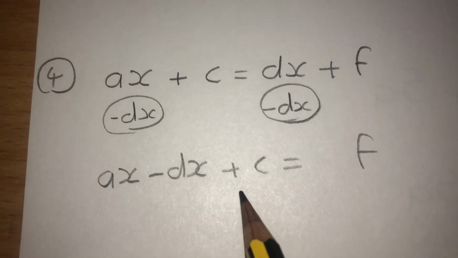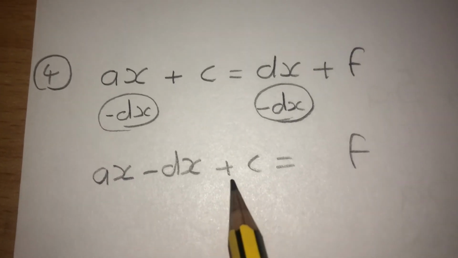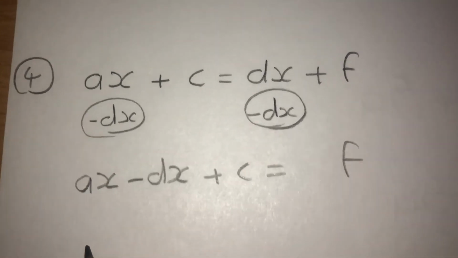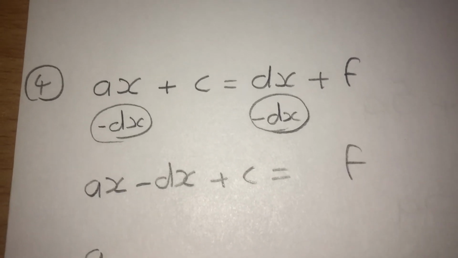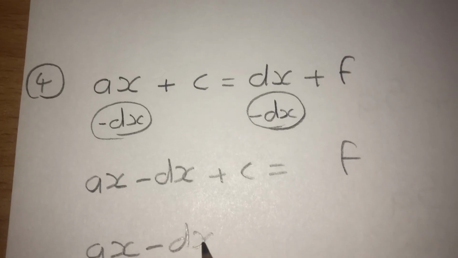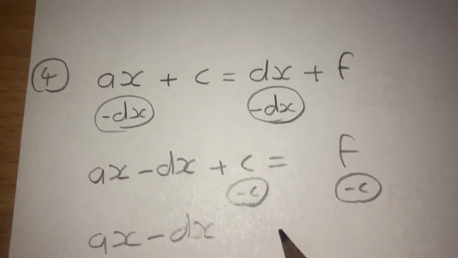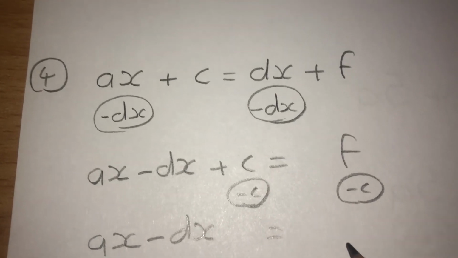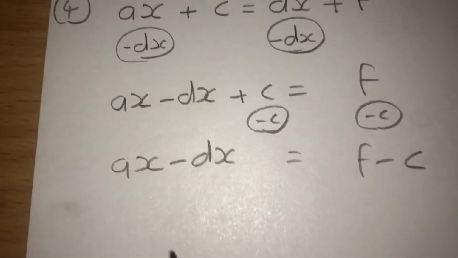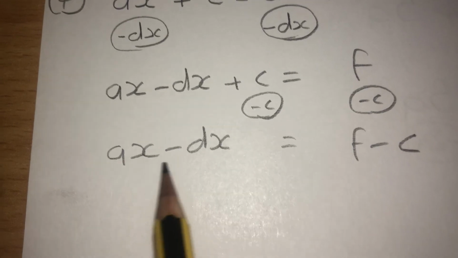Now what I have to get rid of is this c. It's a plus c, so I can take away c. So I'm left with ax minus dx. Taking away c from the left, I have to take it away from the right also, is equal to f minus c.